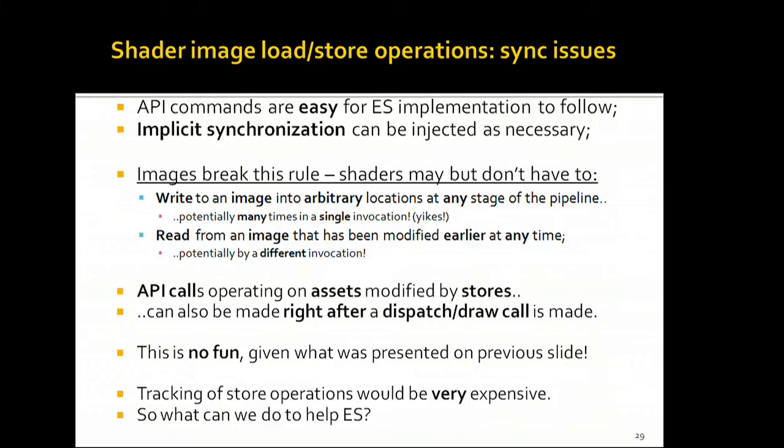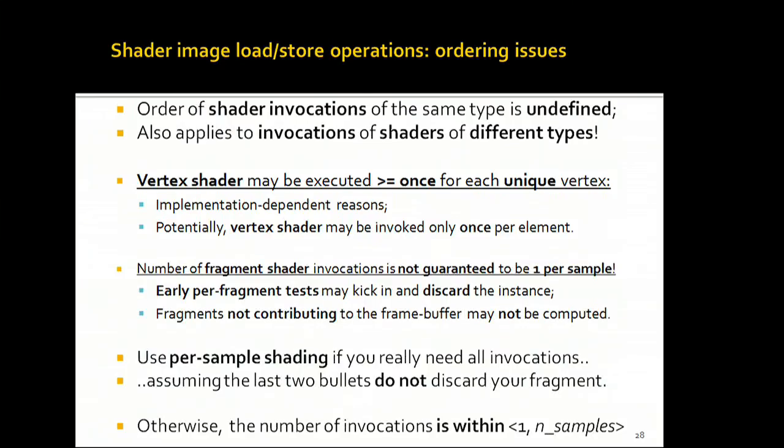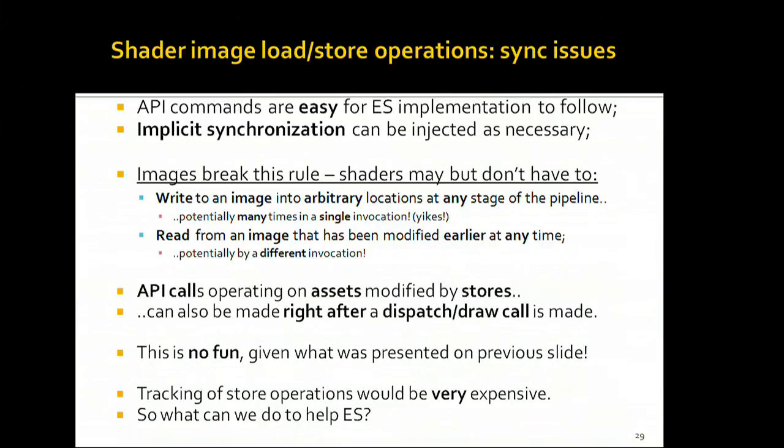Now, with images, this rule is really broken because your shaders are allowed to, but do not really have to, write to an image at arbitrary locations at any stage of the pipeline, potentially many times in a single invocation. This is even funnier because you can imagine an invocation of any of the two shader types where you first write data to a certain texel and then try to read this from a different invocation. Now, bearing in mind the ordering issues, you are not really guaranteed that the data that one invocation has modified is going to be easily accessible for another invocation.